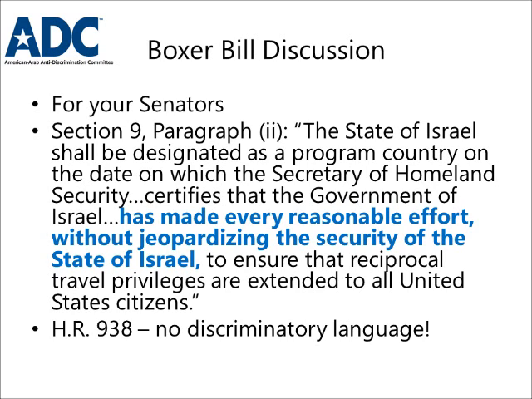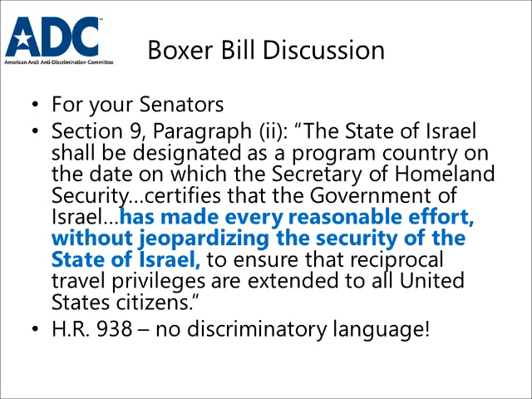So when you're talking about the Boxer bill, ADC demands the removal of paragraph 2 of section 9, which grants Israel the right to pick and choose which U.S. citizens can enter Israel and continue discriminating against Arab Americans and Muslim Americans. None of the 37 countries in this visa waiver program have this exception. The House bill text that was introduced by Ileana Ros-Lehtinen from Florida does not contain language that allows for discrimination. So ask your senator to change the language so it's more similar to the House bill.